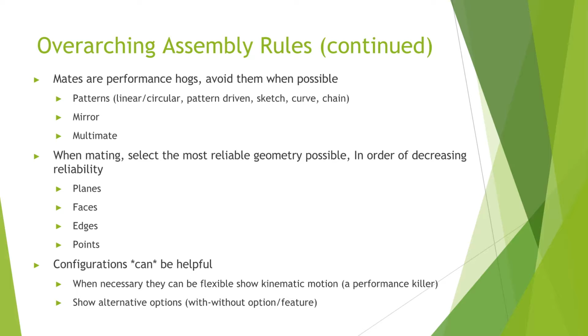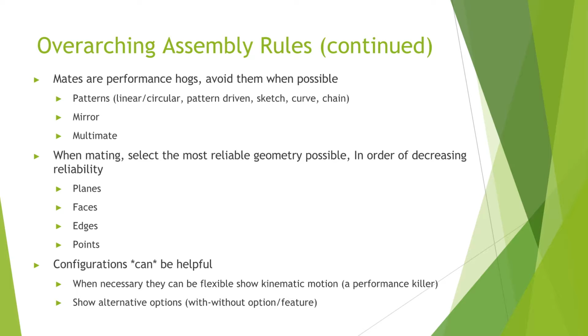When mating, select the most reliable geometry. So in order of decreasing reliability, what can never ever change? Planes. If I can reasonably use planes in a good design intent environment that will accomplish my goal, there is nothing more reliable, period. Secondarily is faces, because faces are the most reliable object. If I have a face and I chamfer, the edge of that face still exists.